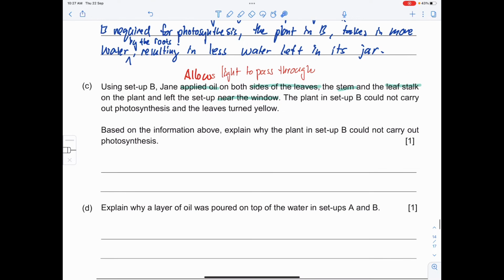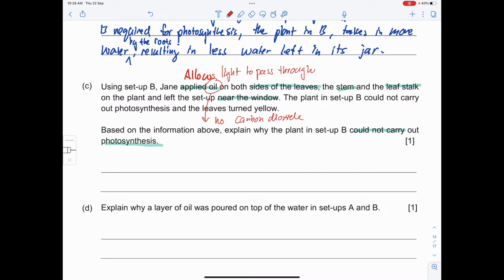Okay, because of the coating of the leaf. I'll explain why in a little while. Okay, so they say explain why plant B could not carry out photosynthesis. Now the reason is this, because the oil does not allow carbon dioxide to enter, okay, you will not be able to photosynthesize.